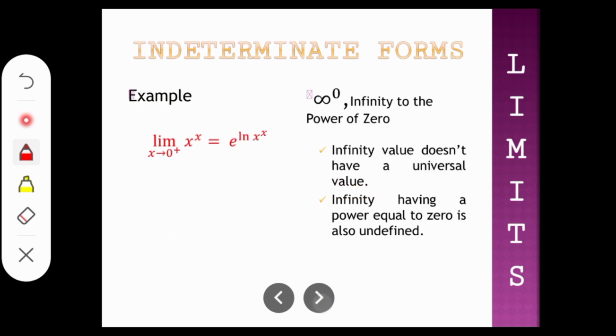That is the example. And then the next one is infinity to the power of 0. Infinity doesn't have a universal value. Infinity having a power equal to 0 is also undefined. So this is the example: the limit of x raised to x as x approaches 0 from the positive side, which equals e raised to x ln x.